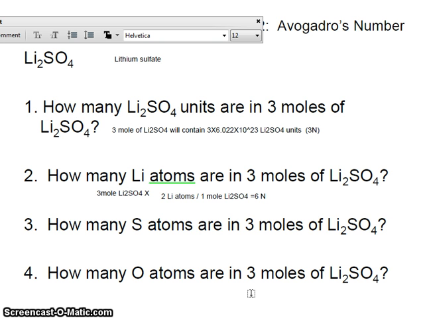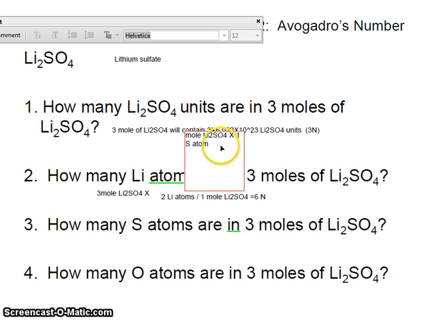Likewise, you can do the same thing for sulfur. Each Li2SO4 unit is giving you only 1 sulfur atom. So 3 moles of Li2SO4 is going to give you 3 sulfur atoms. Realize that you can use again the dimensional analysis method to figure this out for yourself, and that will come out to be simply 3 times the Avogadro's number is what you're going to get at the end of the day.